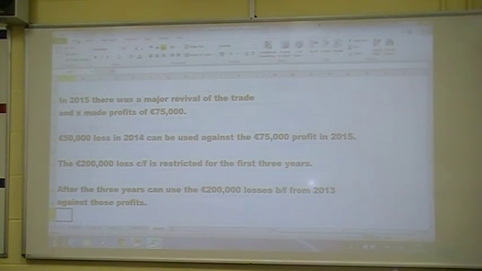So case 3, case 4 and case 5 are ring fenced off each other. And the only time case 5 can actually be used against other income is if you've got the case 5 excess capital allowances for your industrial buildings, then that can be put against your total profits.